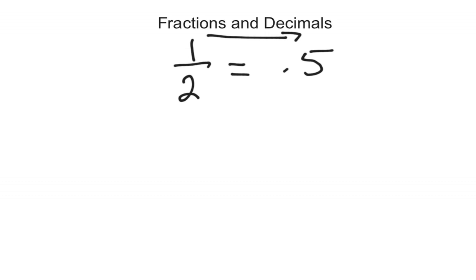We also want to be able to take a decimal, so if I start with the 0.5, I want to be able to change it back into a fraction. So that's really what we're working on today, changing them back and forth. Fractions and decimals are really partners, meaning they go hand in hand. If I have one form of a fraction, I should be able to change it to a decimal, and if I have a decimal form, I should be able to change it back to a fraction.